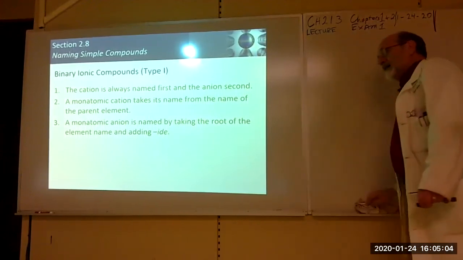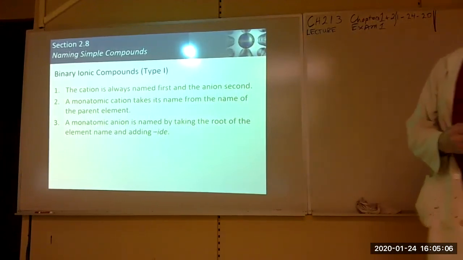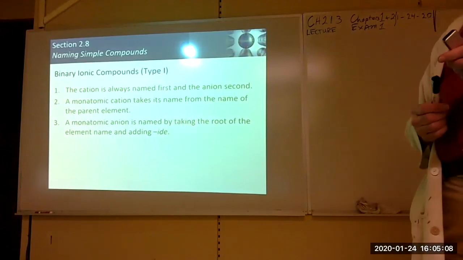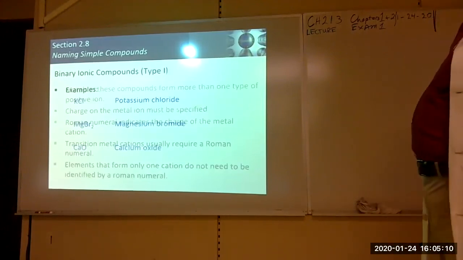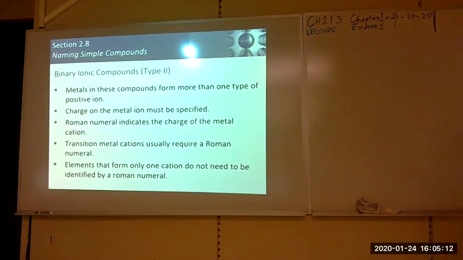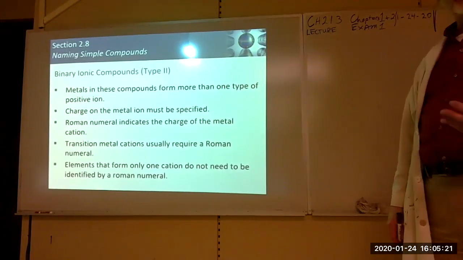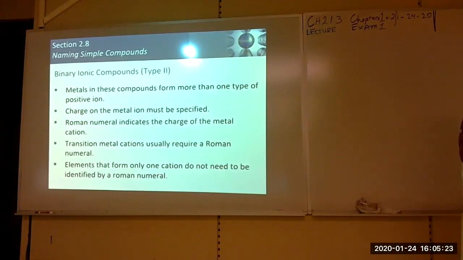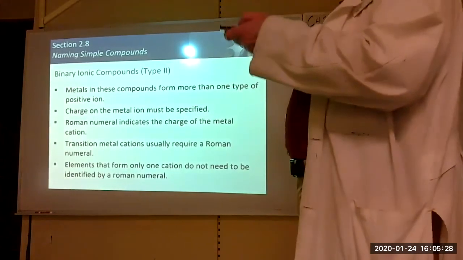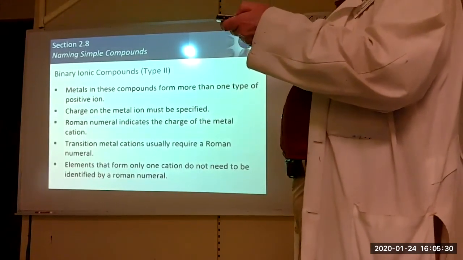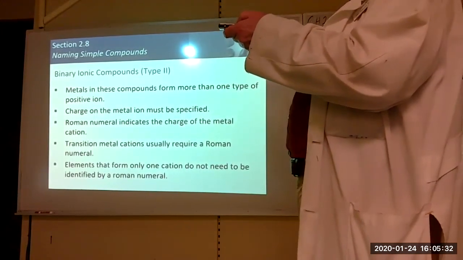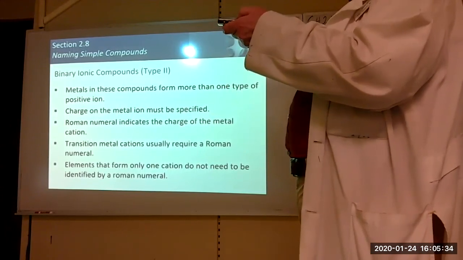So, there are possible cations in there that have multiple charges. So what do you do then? Well, you go to type 2 compounds, in which the cation can have more than one charge. So when you name this compound, you have to specify in the name what the charge is. Most of those elements will come from the transition metals or down here.